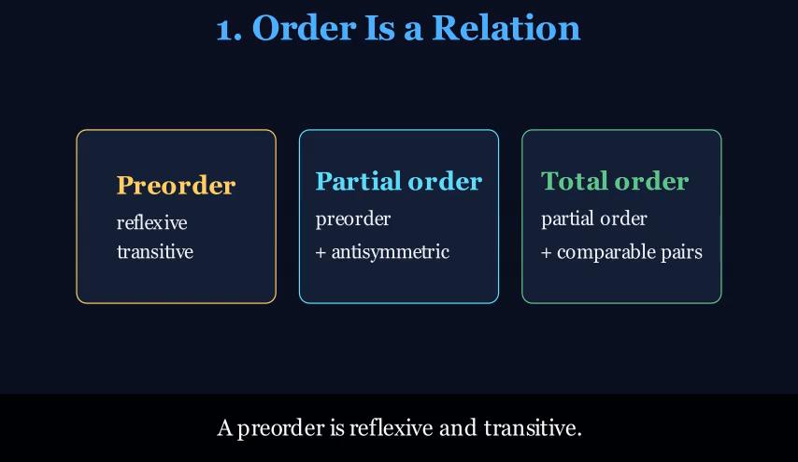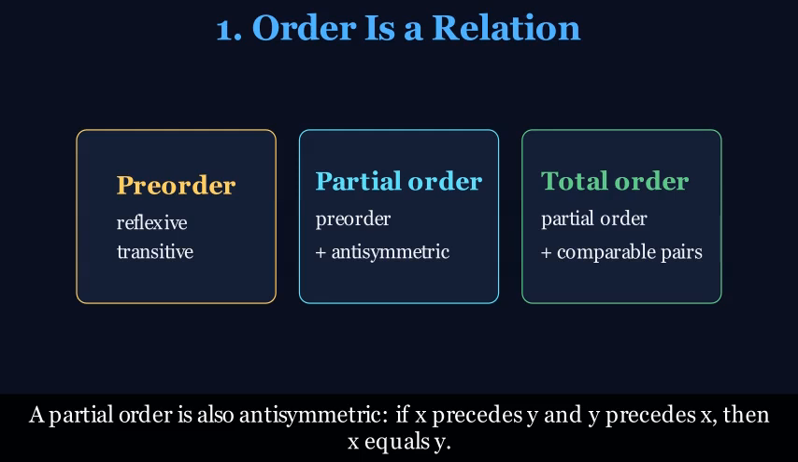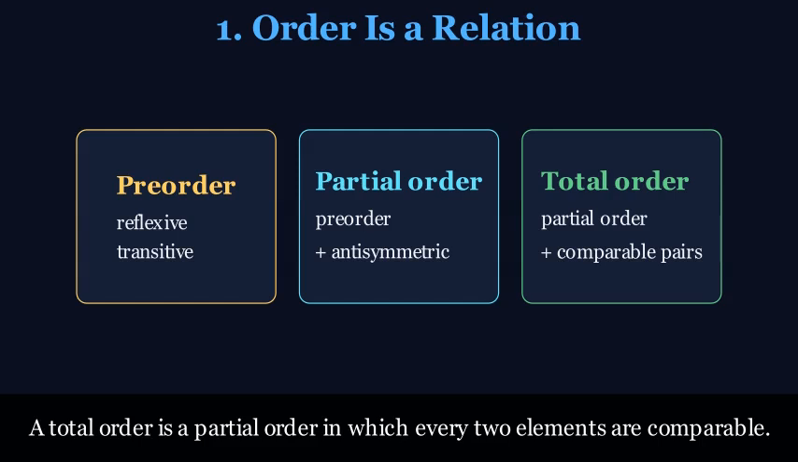A preorder is reflexive and transitive. A partial order is also antisymmetric. If X precedes Y and Y precedes X, then X equals Y. A total order is a partial order in which every two elements are comparable.